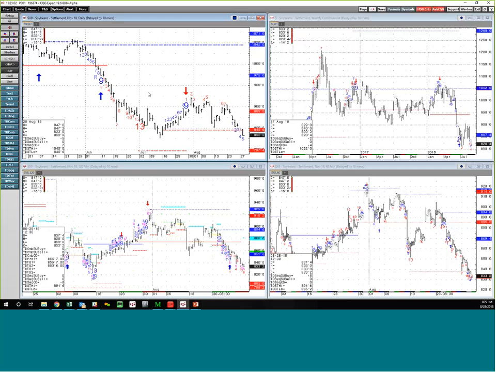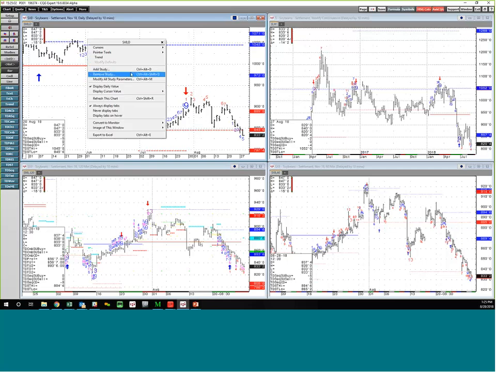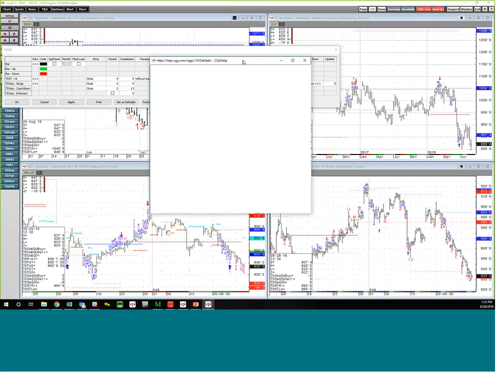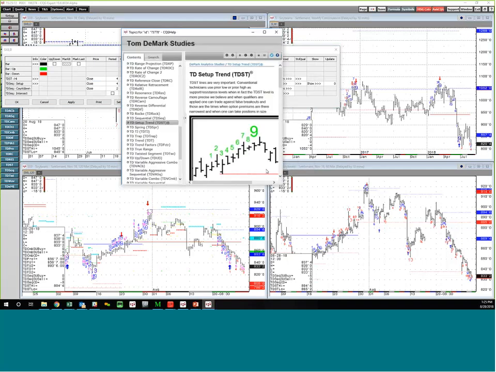And if you look at the DeMark tools within CQG, we have educational materials. If you come into your indicator studies and come over to the info window, you can see that the DeMark help pages on CQG provide reference about all of the DeMark tools.